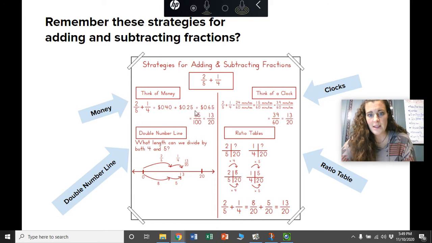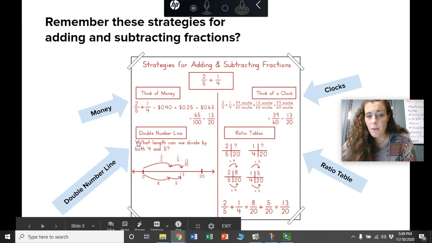We can simplify that, divide them each by 2, not by 2, get it together, Miss Thielen, by 5, and get 13/20ths. We can also think about clocks, right? 2/5, if I think about that out of a clock, is 24 out of 60 minutes. 1/4 of a clock is 15 out of 60 minutes, which together, add the top, is 39 out of 60 minutes. Again, if we divide that, this time by 3, we get 13/20ths. They're equivalent fractions.